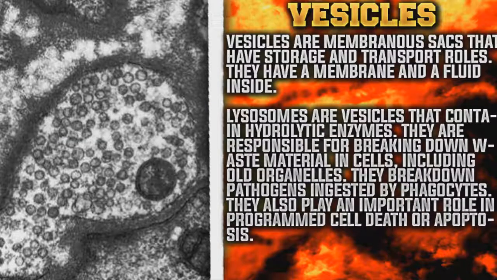Right, the next organelle we're looking at is vesicles. Vesicles are membranous sacs that have storage and transport roles. They consist of simply a single membrane and a fluid inside. Vesicles are used to transport materials inside the cell.